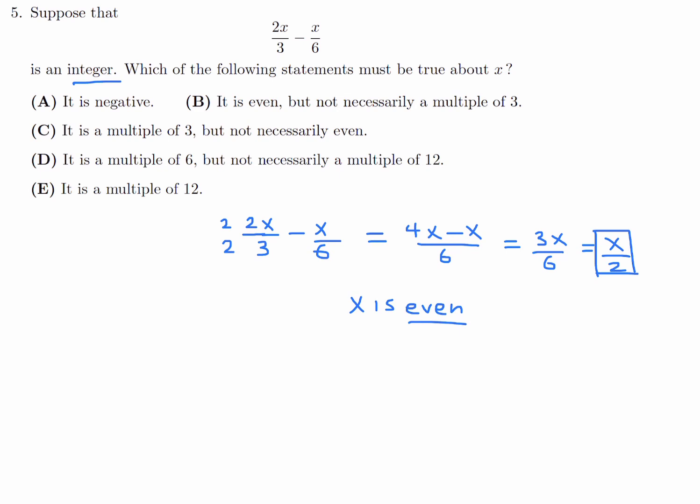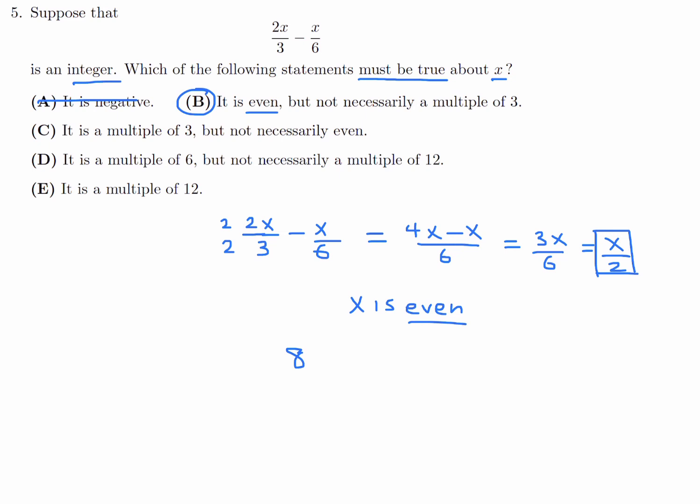So let's go through the answer choices. Which of the following must be true about x? A, it is negative. Well, that doesn't need to be true. It doesn't have to be negative. So B, it is even, yes, but not necessarily a multiple of 3. Yeah, that's true. It doesn't have to be a multiple of 3. It could be, for example, 8, and 8 over 2 is 4. So this is the right answer. Let's just look at the other ones. It is a multiple of 3, but not necessarily even.